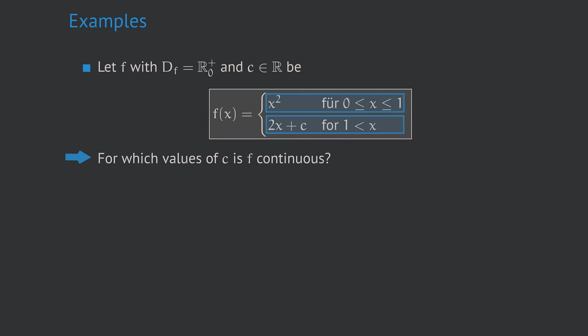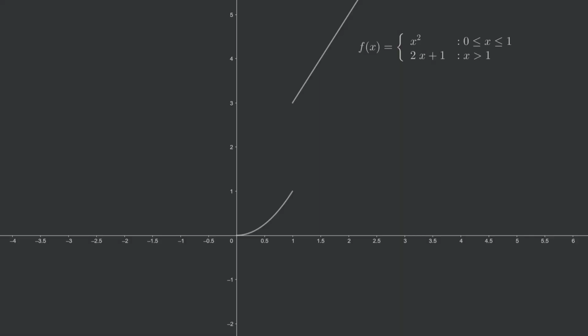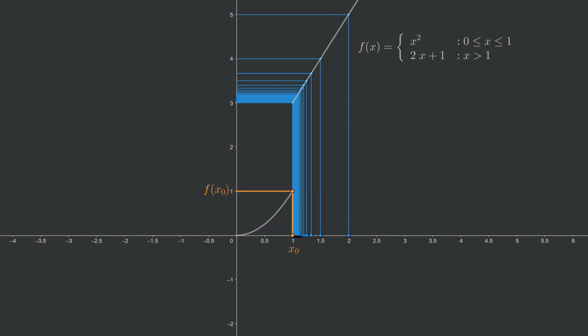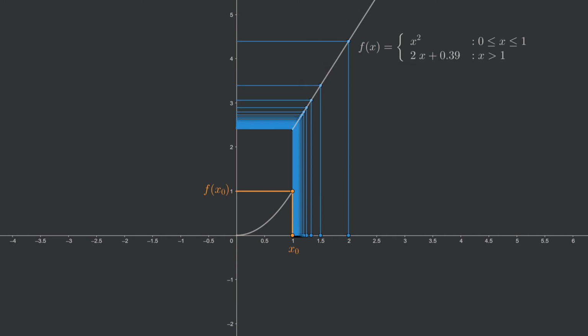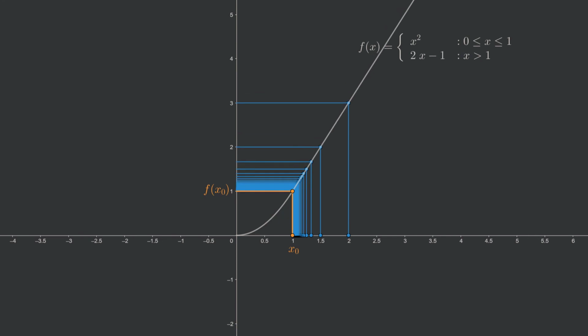Let's have a look at the graphical illustration. This is the function where in this case the parameter c has been chosen to be 1. Obviously, the function f is continuous everywhere on its domain except for x0 equals 1. Which value does f have at x0 equals 1? Well, because 1 is contained in this piece of the definition, the value is 1 to the power of 2, which is 1. So the function value at x0 is 1. So obviously the function is left continuous, however it is not right continuous. To make it also right continuous, we have to change the value of c to make the jump disappear. So apparently the right value for c is -1.